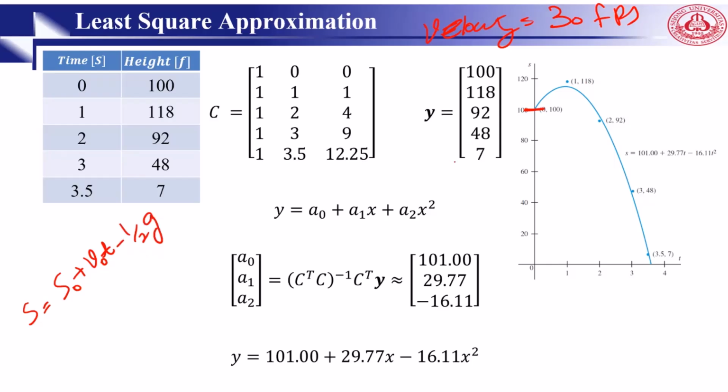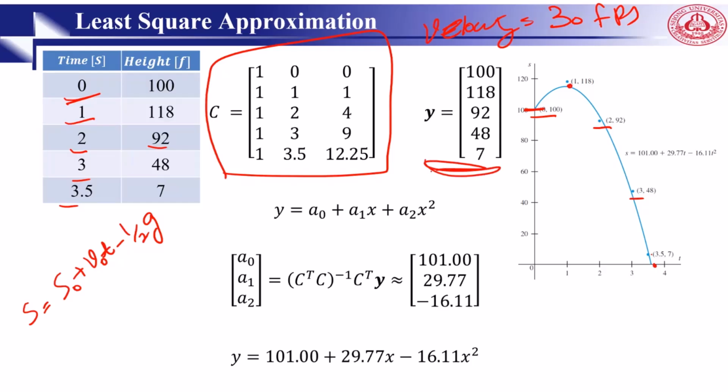The height of the ball is observed at the times given in this table. At time 0 it was at 100, at time 1 it was here, at time 2 it was 92, at time 3 it was 48, and finally at this time it touched the ground. For the data provided, we form the C, as you can see here. This is the C, and this is our y.